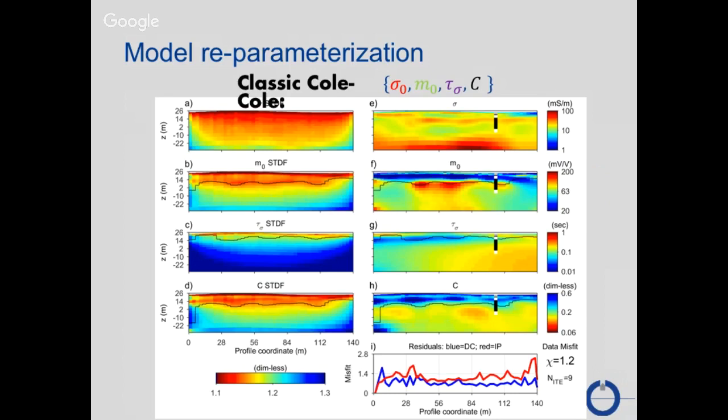This is a profile measured in Samsung, I think. So this is a classic inversion. So we have sigma 0, M0, tau, and C on the right. On the left, we have the standard deviation factor.